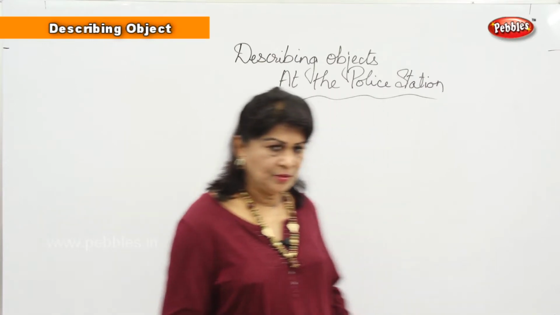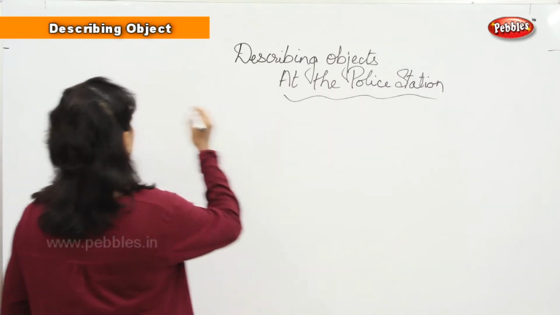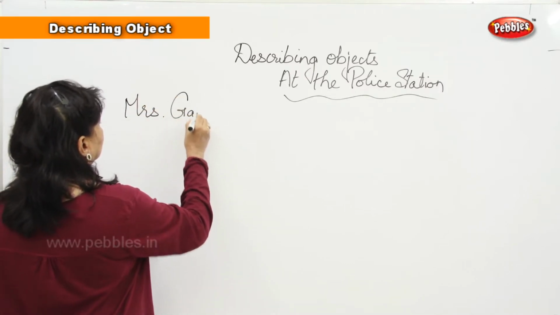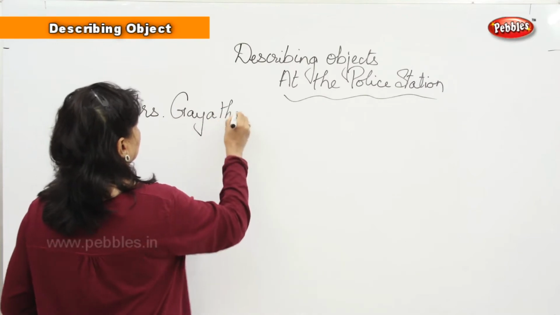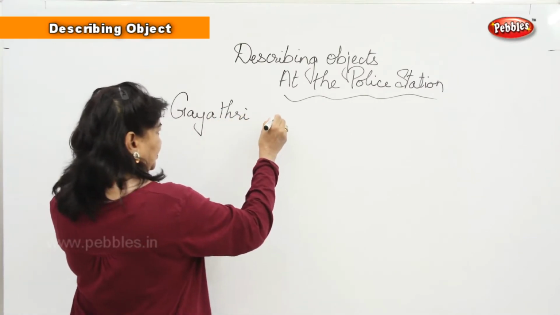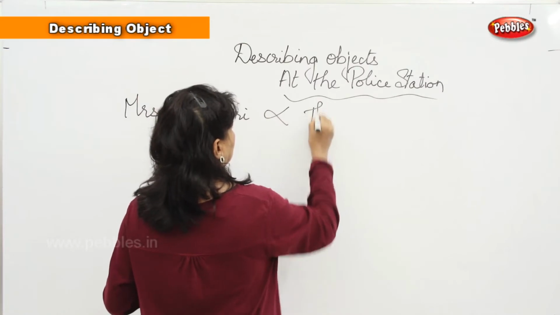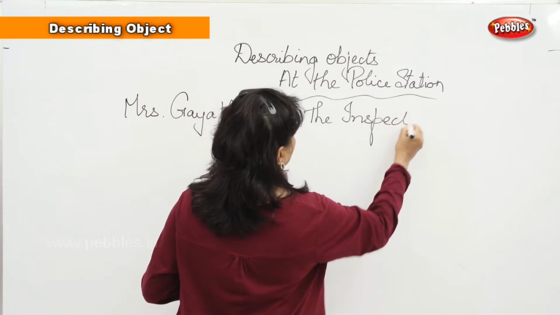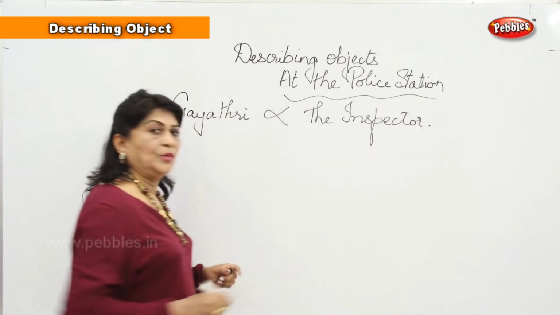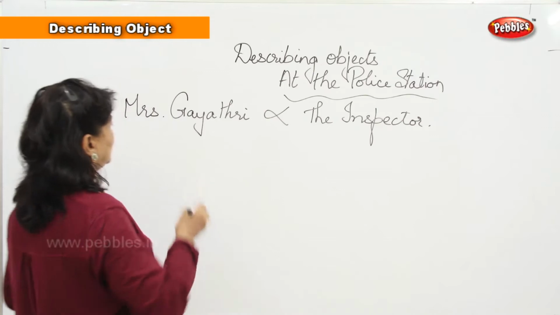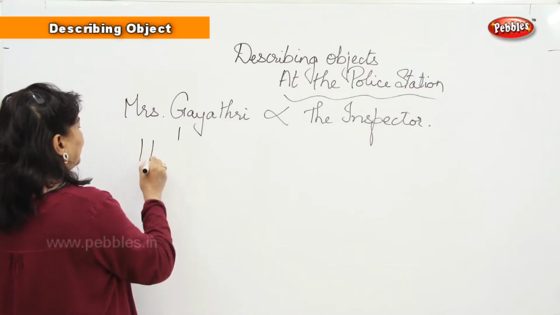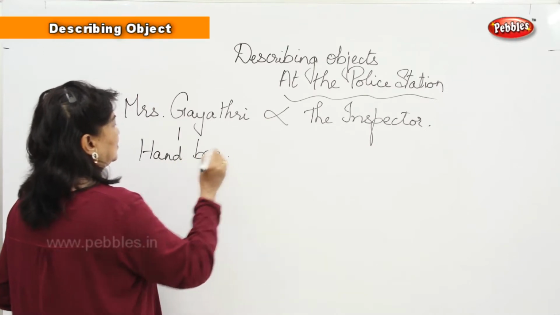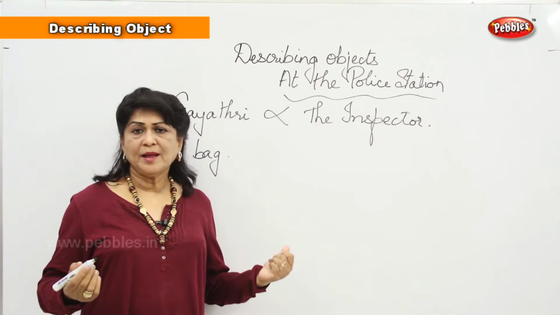Okay, now between whom is the conversation? Between Mrs. Gayatri and the inspector. Okay, now what has Mrs. Gayatri lost? She's lost her handbag. Okay, now describe the handbag.